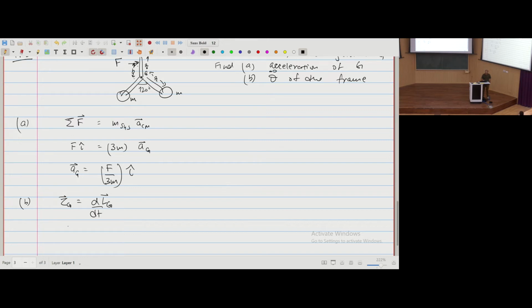About the center of mass, the torque is F times B, and what is the direction? The clockwise torque, and since anti-clockwise is taken as positive, so this becomes minus F times B times K hat.